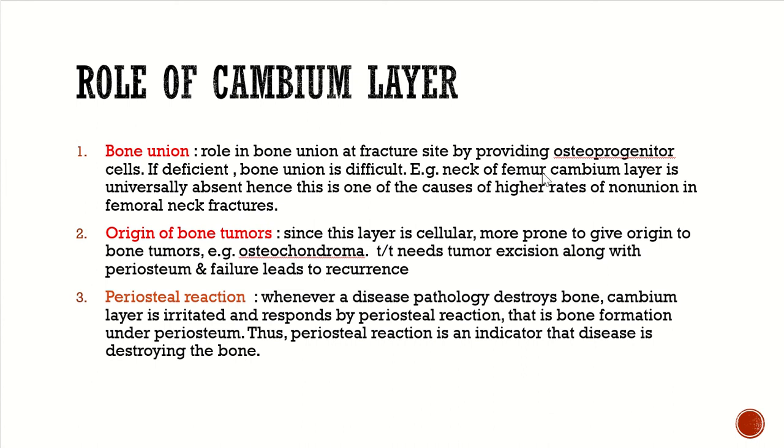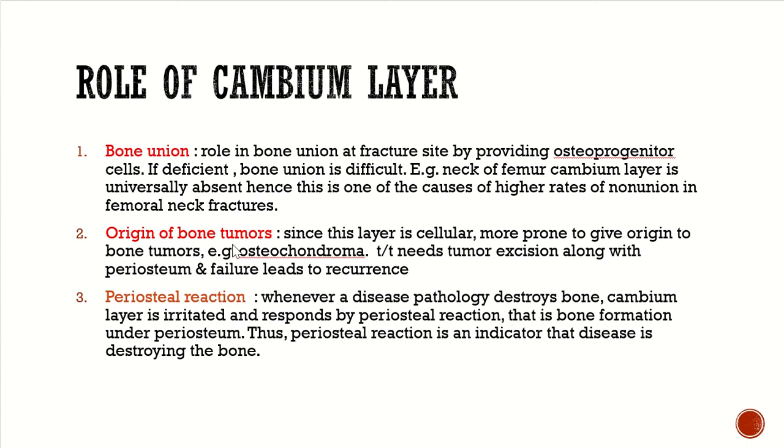For example, in the neck of femur, the cambium layer is universally absent. Hence, this is one of the causes of higher rates of non-union in fracture of the femoral neck. So if we get a fracture at the neck of femur, there is a higher chance of non-union because it lacks the cambium layer. As the cambium layer helps in bone union by providing osteoprogenitor cells, if it is deficient, then bone union is difficult.